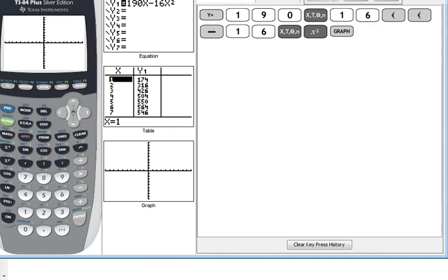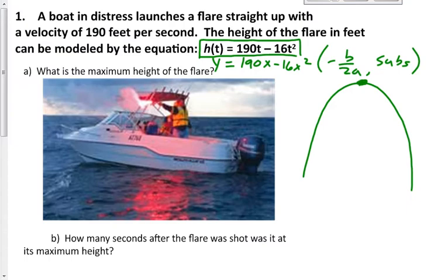And if you look at this one, obviously it doesn't show up on the graph, correct? Let's take a look at our word problem again. It says that the height of the flare can be modeled by h of t. h means height, the height of the flare, which would be in feet, right? After t seconds, because this is 190 feet per second, the height is going to be in feet, and the time is going to be in seconds.